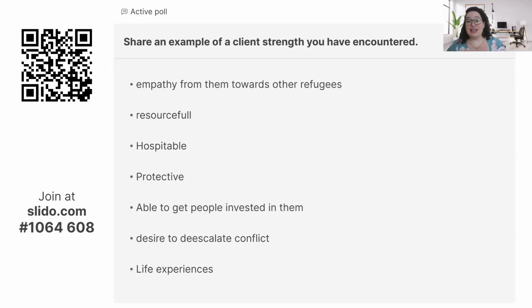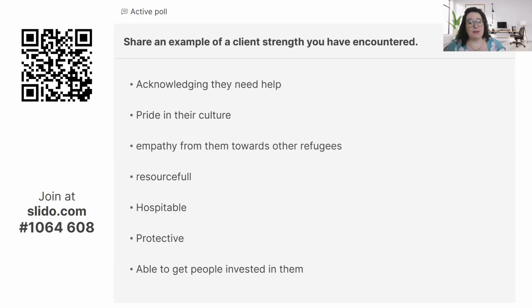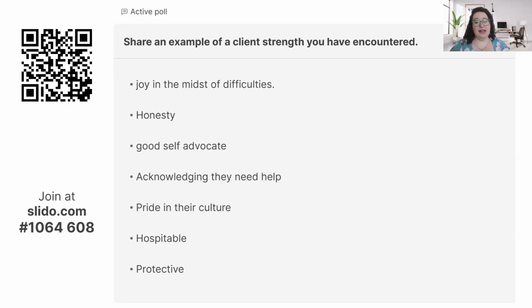Hospitable, they're inviting you in, they're offering you a cup of tea. What a beautiful strength to be hospitable, showing pride in their own culture, that they're resourceful, they're able to get people invested in their story and their case. When they acknowledge they need help, we're going to talk about that under referrals. That's absolutely a strength. And reflecting to them, this is not a weakness. It's a strength that you say, hey, in this thing, I need help. Good self-advocate. These are really wonderful.